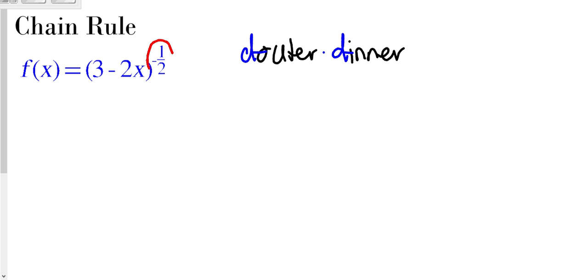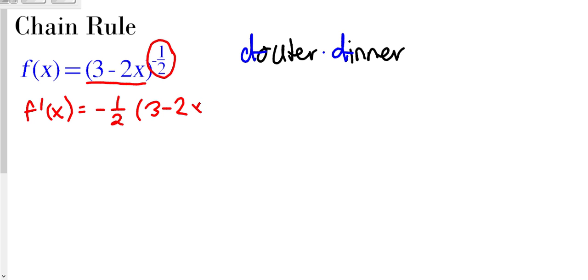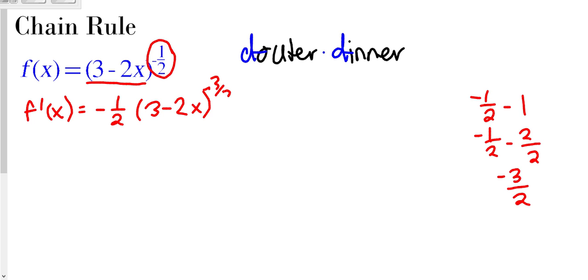In this case, the outer is the power and the inner is 3 minus 2x. So when I go to take the derivative of the outer, I bring down the negative 1/2. I leave the inside alone because I'm not dealing with it yet. I'm doing negative 1/2 minus 1, which means negative 1/2 minus 2 over 2, which gives me negative 3 over 2. So that is my new power, negative 3 over 2, times the inner.